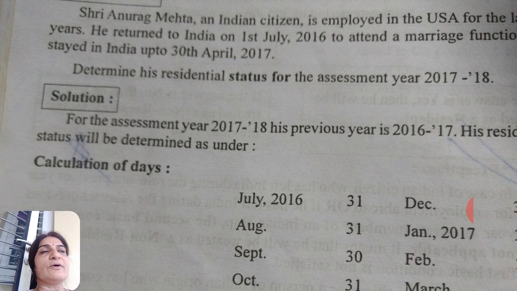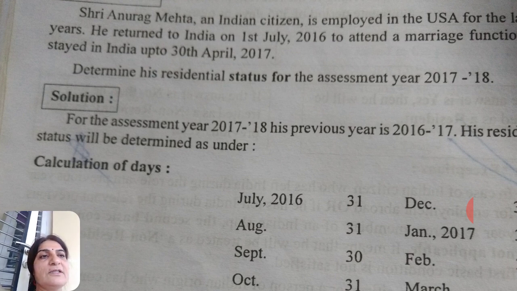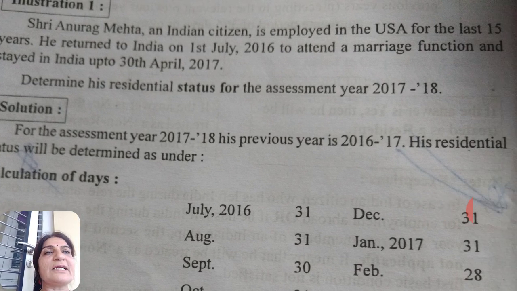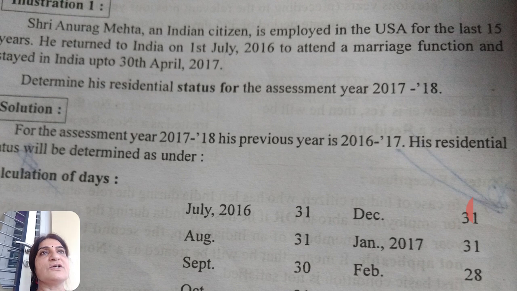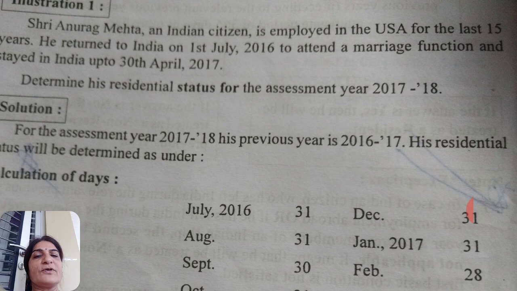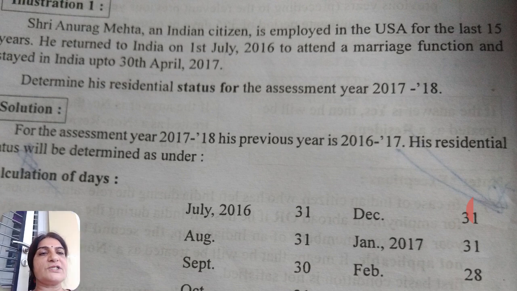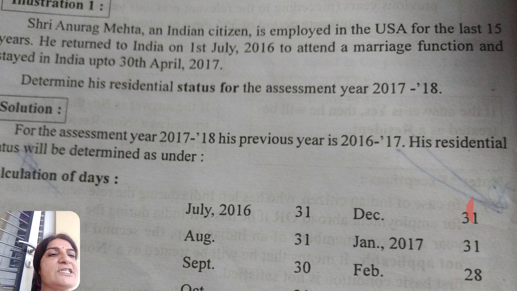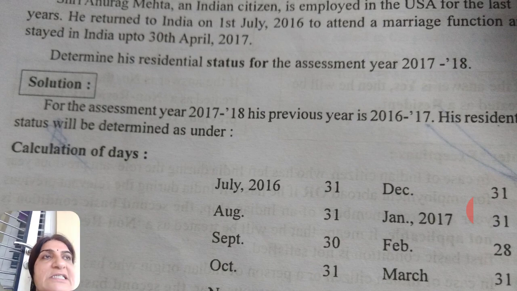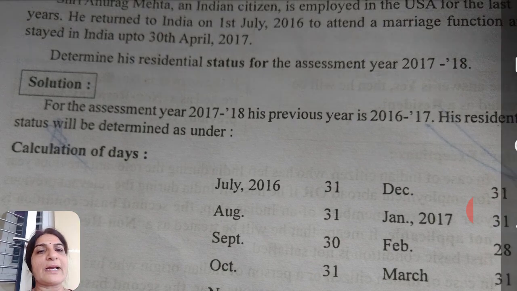See, now in an exam the assessment year for you people will be 2021. Here the paper is from old books, so the assessment year written is 17-18. But I think there is no change in the provision, so you have to just change the year only. Now first thing, for the assessment year 17-18, its related previous year will be 16-17, right? Now his residential status for the previous year 16-17 will be determined as under.